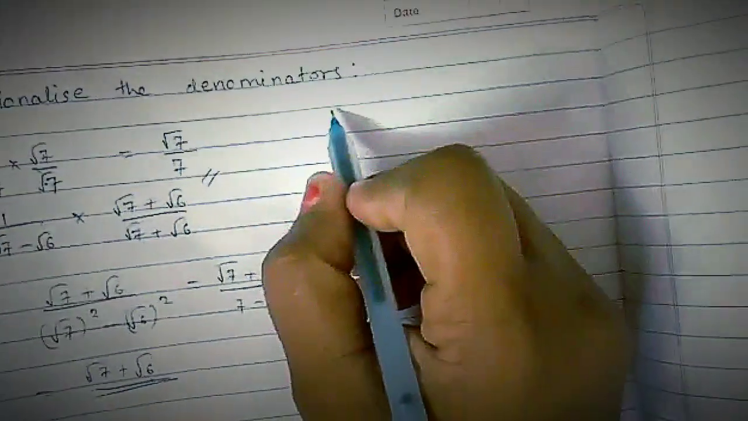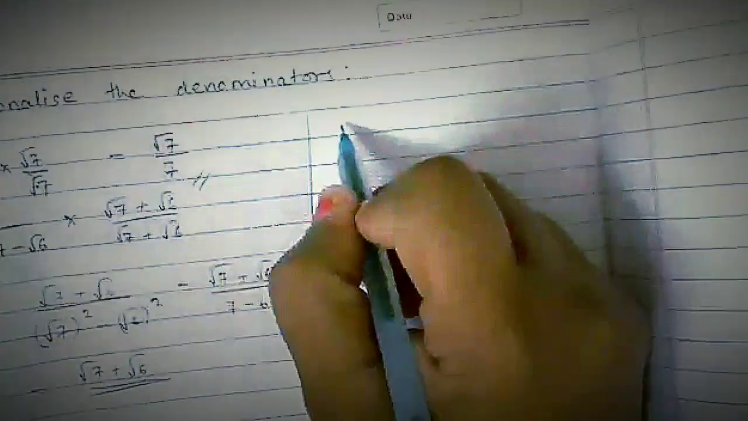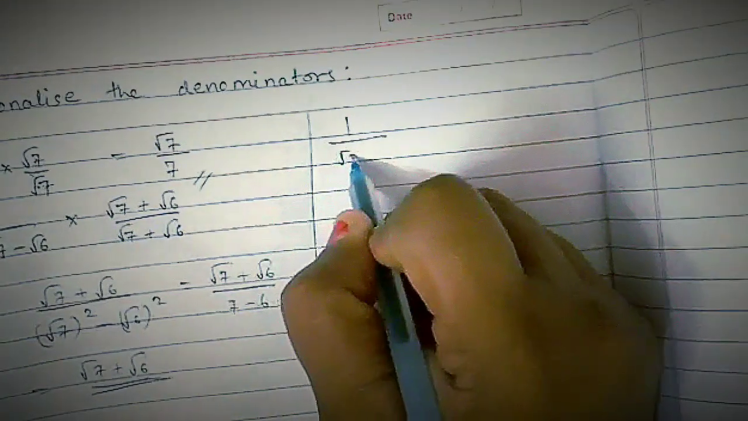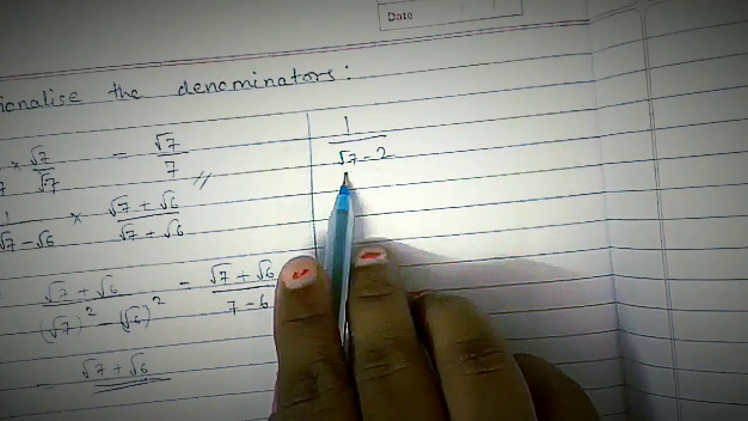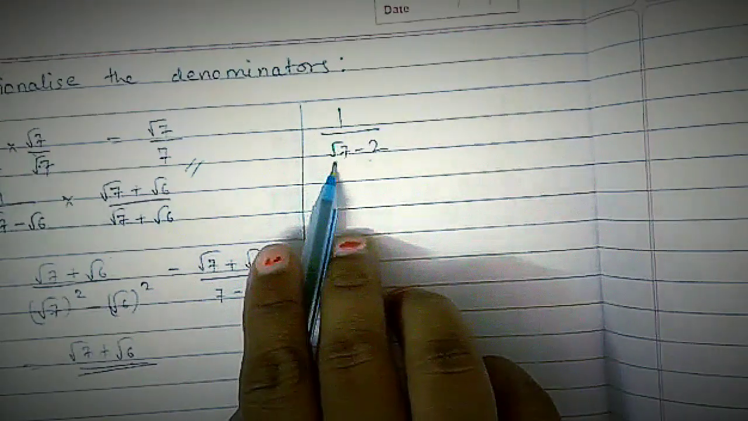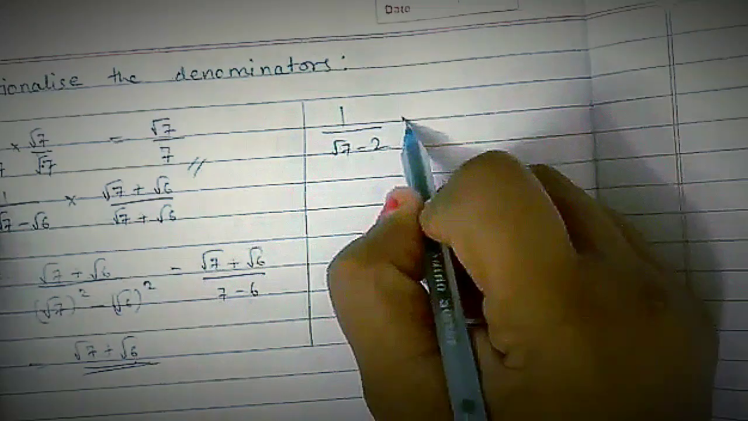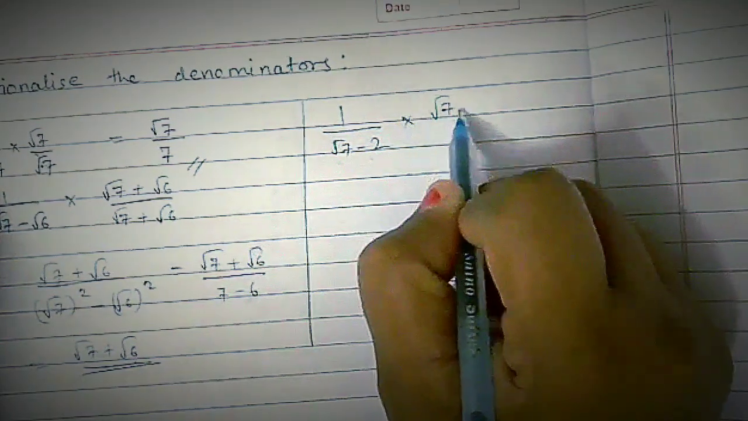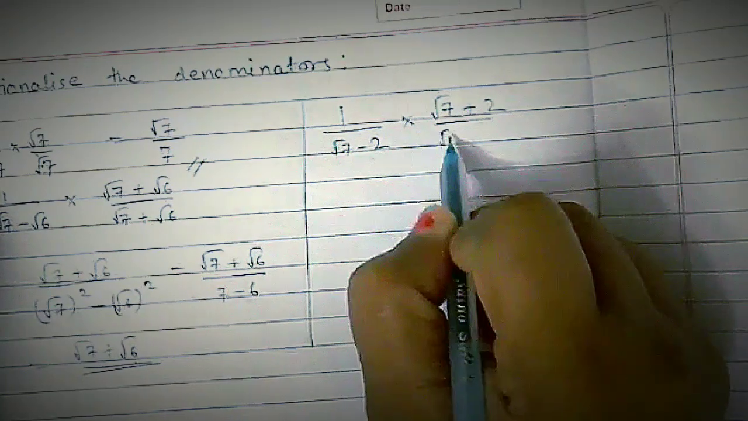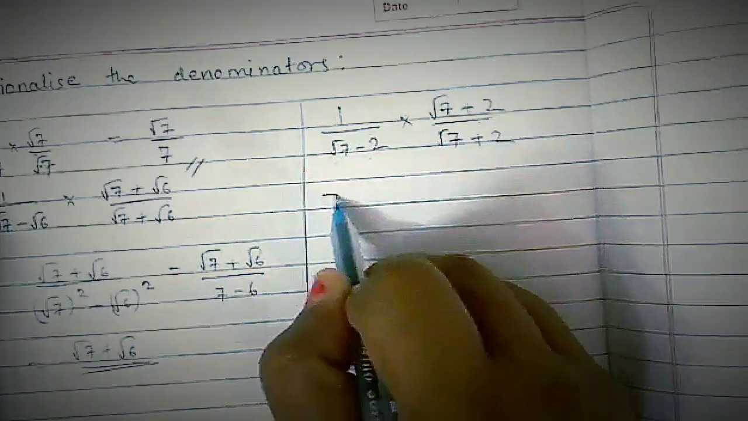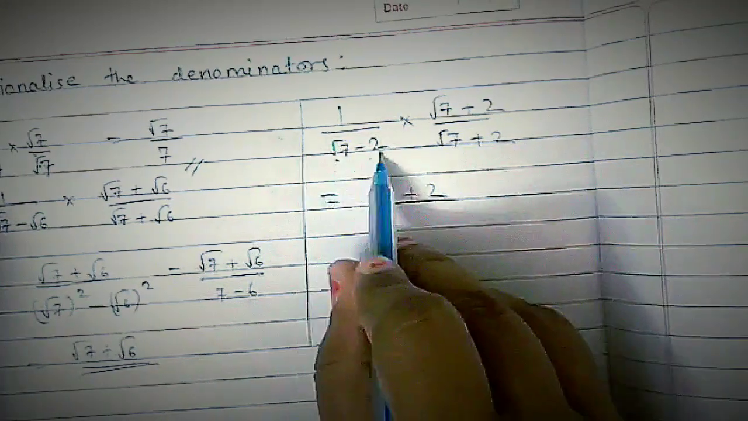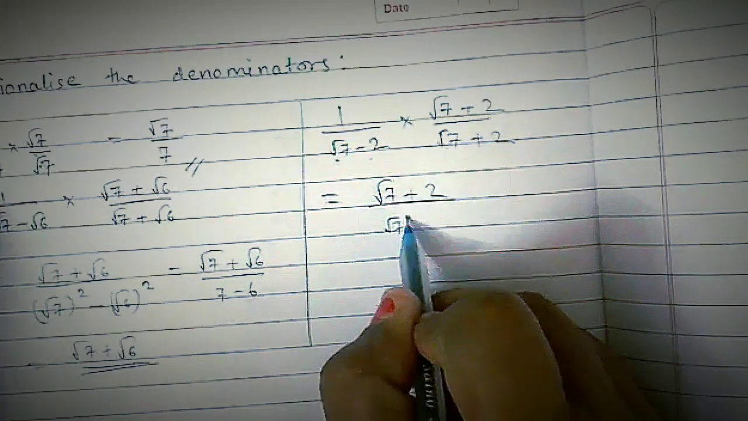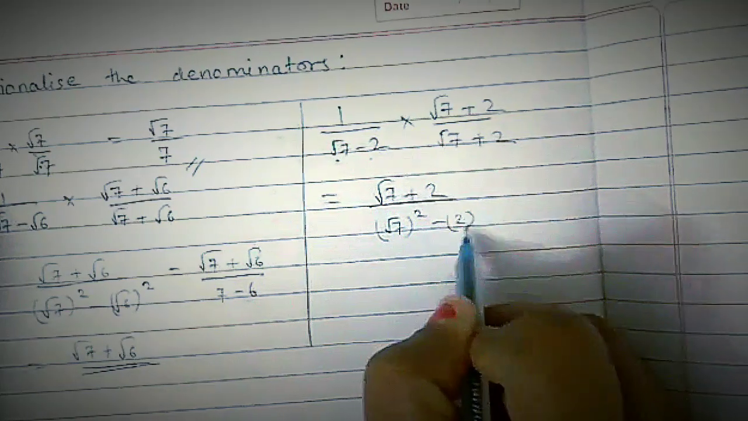One more example we shall take. This is 1 divided by root 7 minus 2. Here 2 is not irrational, while 7 is irrational because it is presented with root. So multiply and divide by root 7 plus 2, right? So we will be getting in the numerator root 7 plus 2, and denominator a minus b into a plus b will become root 7 the whole square minus 2 the whole square.